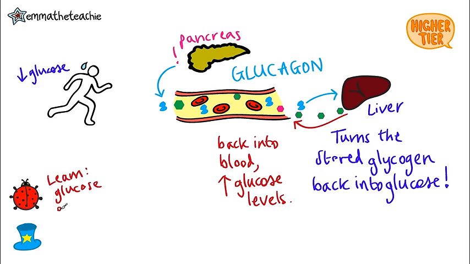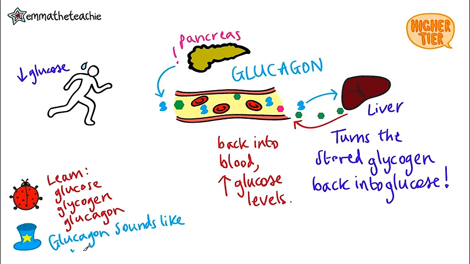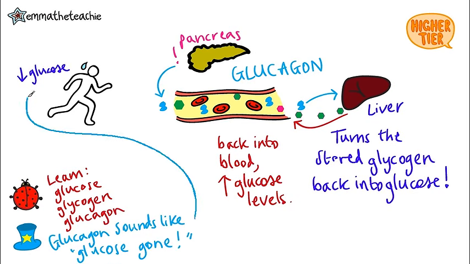Alright, it's important that you learn these spellings: glucose, glycogen, and glucagon. It's really important to make sure you've got them clear in your head, because if you spell them wrong or mix them up, you're going to lose the marks. One way to remember what glucagon does is realizing that it sounds like glucose gone. So it is a hormone produced when glucose is gone from the blood, or at least it's in lower levels.